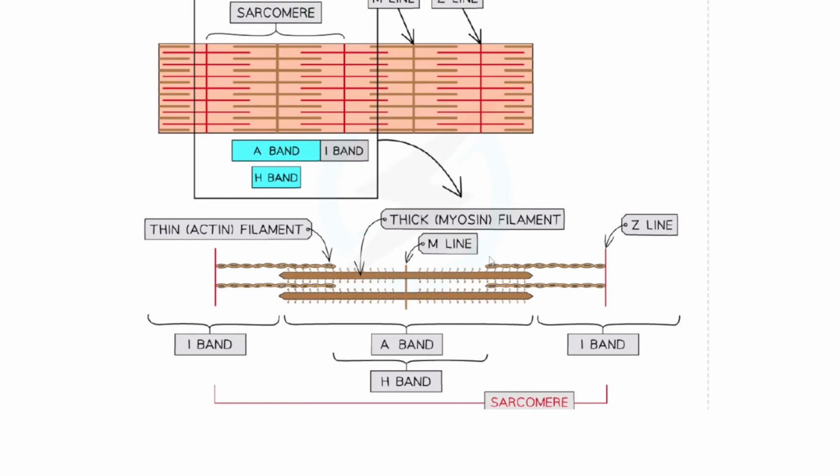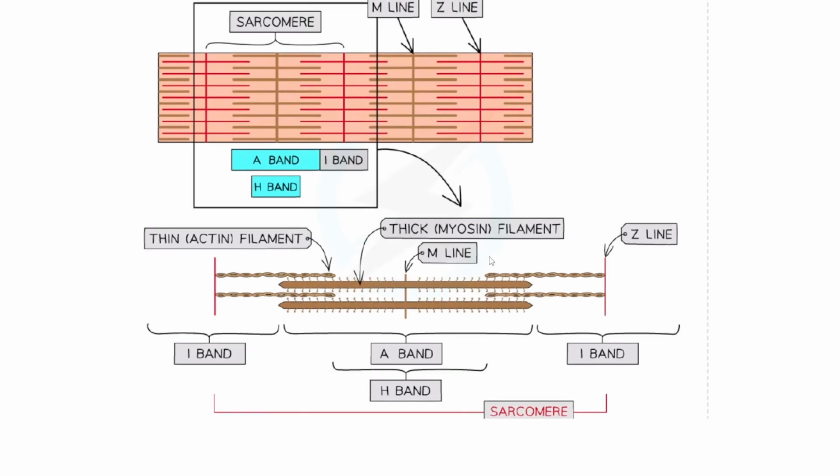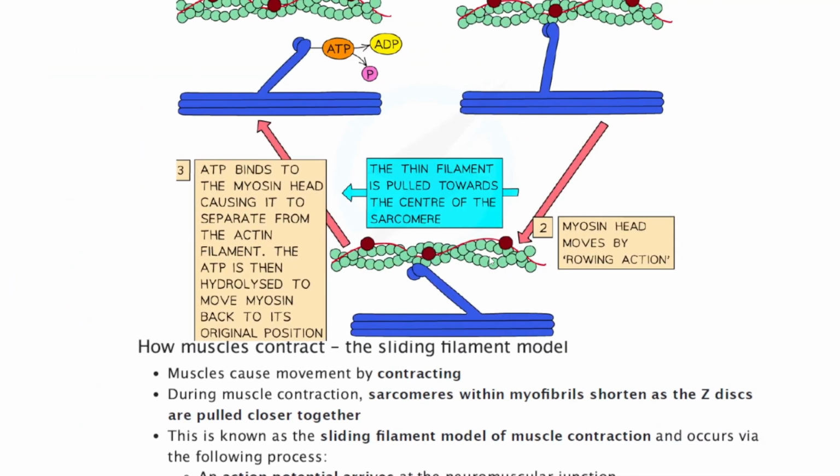Now these two sides and one H band make up the A band. And I told you guys that one I band to another I band, one Z line to another Z line, is the sarcomere. Remember these things, okay? These are really important things.